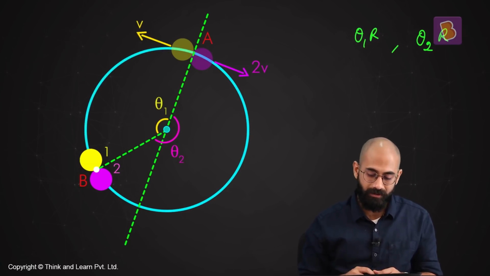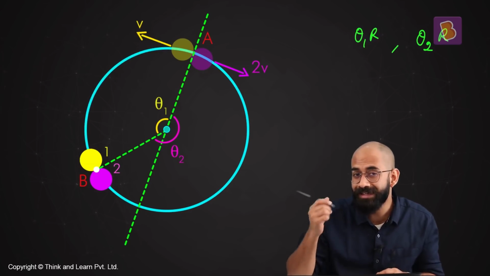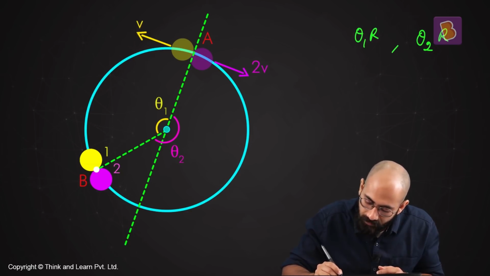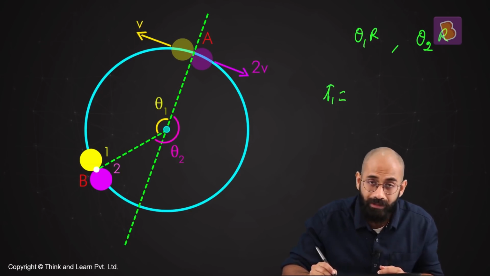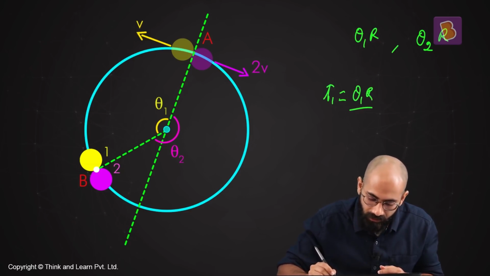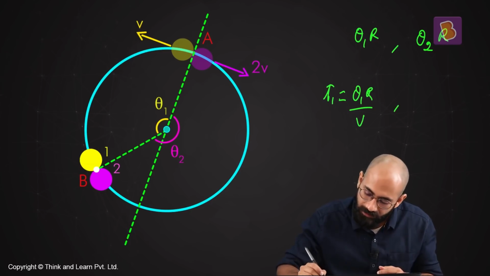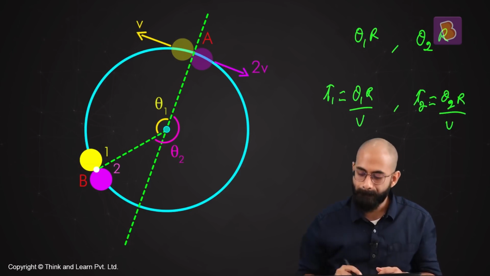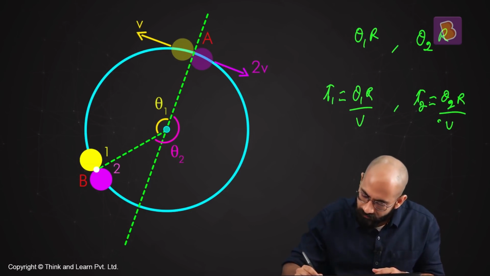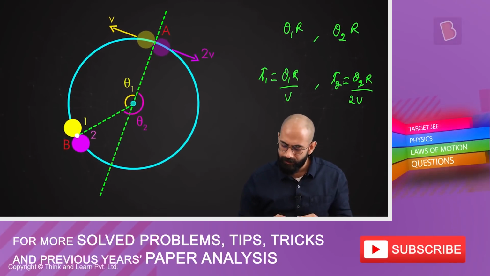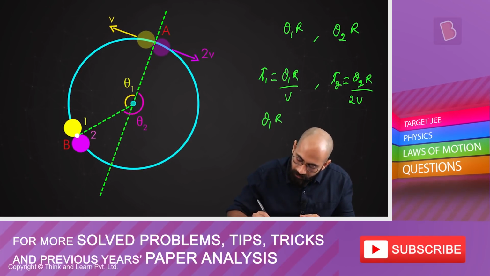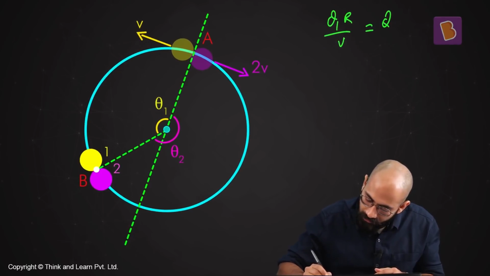Now, what do we know? We know the velocities, and we also know that they will reach in the same time, right? Because it's a collision. T1 will be equal to theta 1 r by v, and T2 will be equal to theta 2 r by 2v, because the speed is 2v. And T1 should be equal to T2 because they're colliding, which means theta 1 r by v should be equal to theta 2 r by 2v.